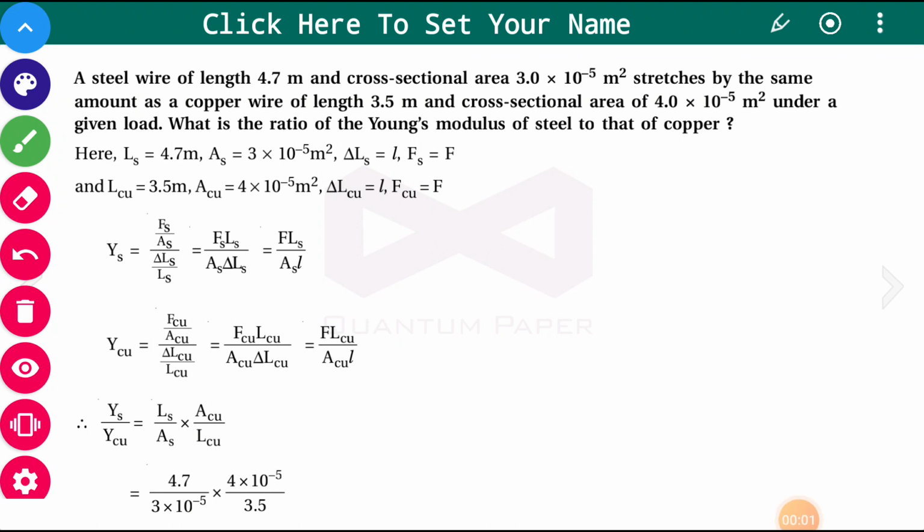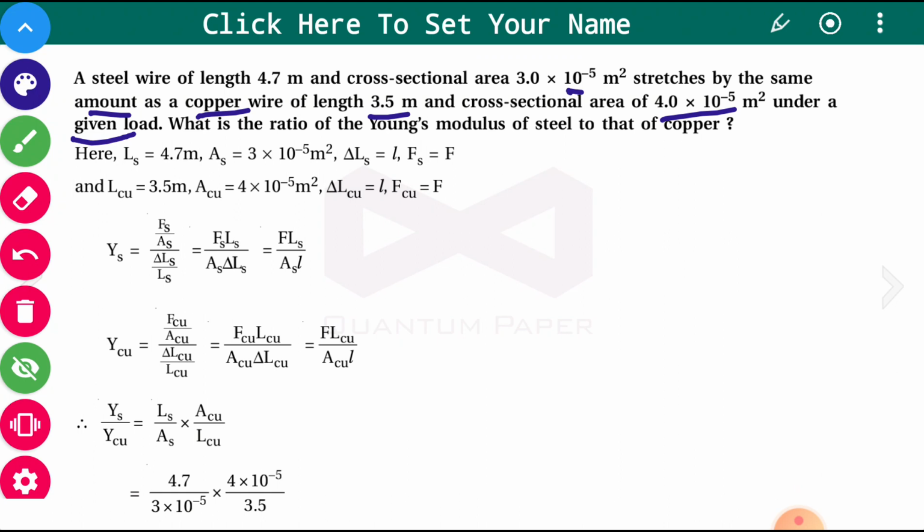Let us discuss numericals of chapter number 9. The first numerical: a steel wire of length 4.7 meter and cross sectional area 3 into 10 raised to minus 5 meter square is stretched by the same amount as a copper wire of length 3.5 meter and cross sectional area 4 into 10 raised to minus 5 meter square under a given load.